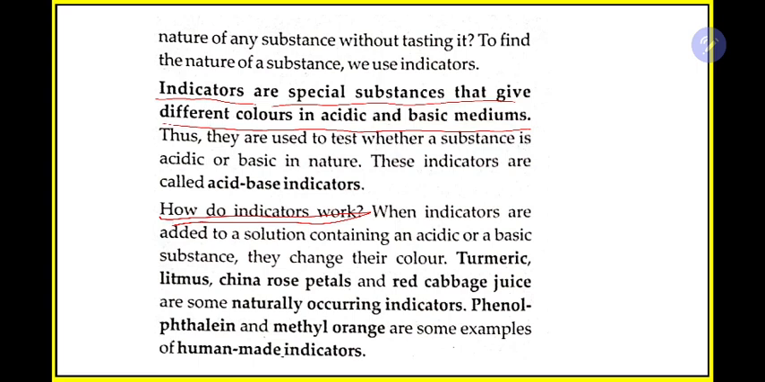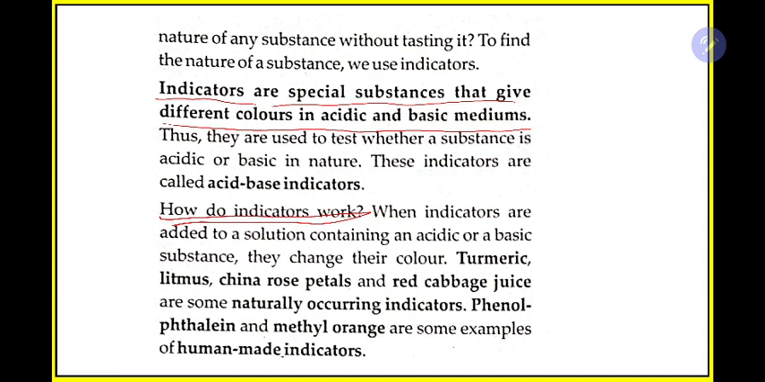Similarly, in this case, the litmus paper is originally of red color, but as soon as you dip it into acid or base, it will change its color. The sudden change from red to a different color will indicate to your mind that it is not the same thing, it is either acid or base. Based upon this color, we can differentiate different things. Examples of some indicators are turmeric, litmus, china rose petals, and red cabbage juice. These are naturally occurring indicators.